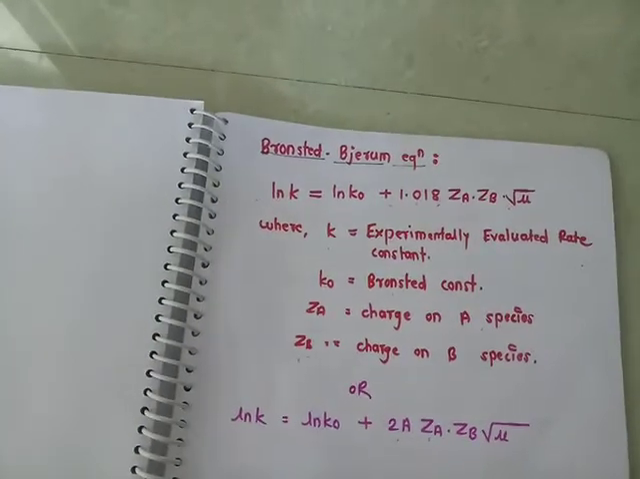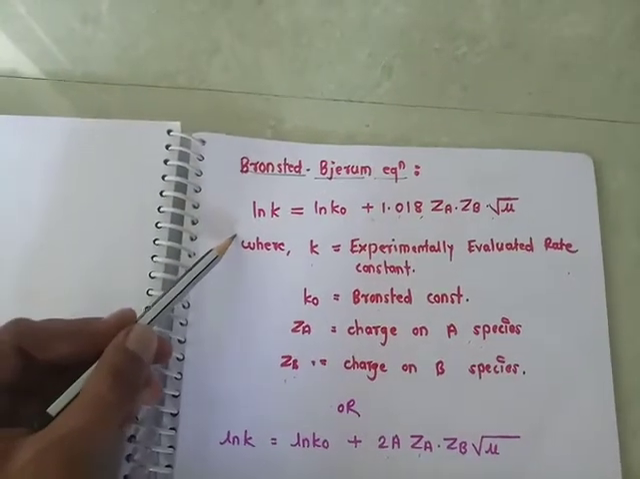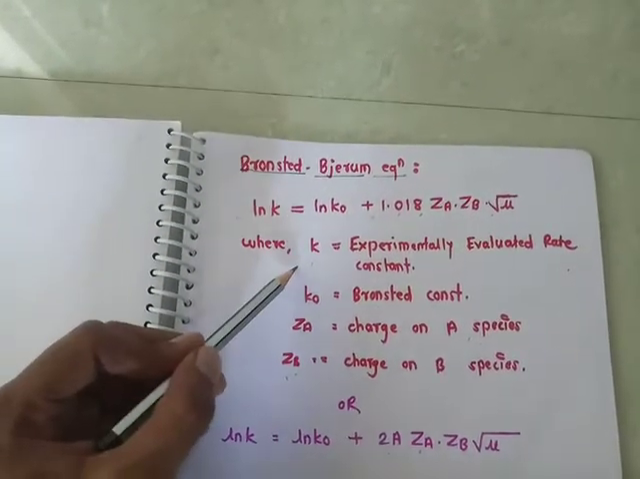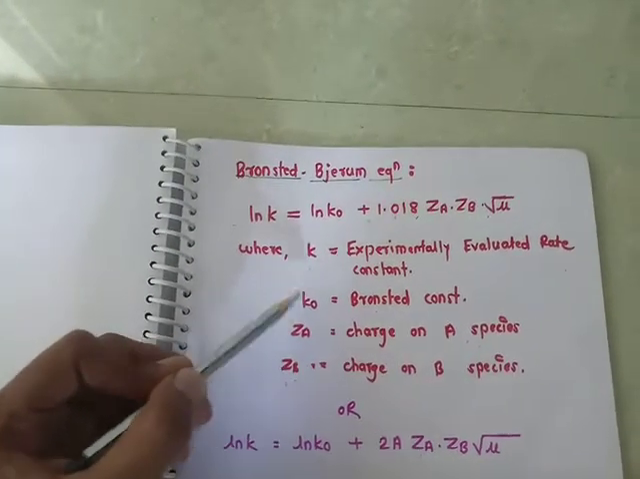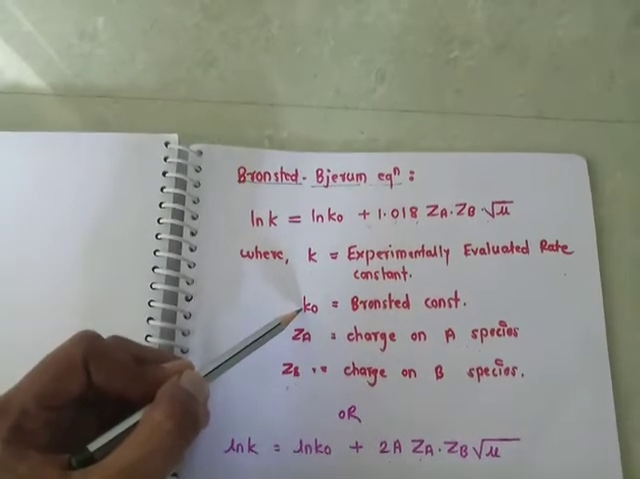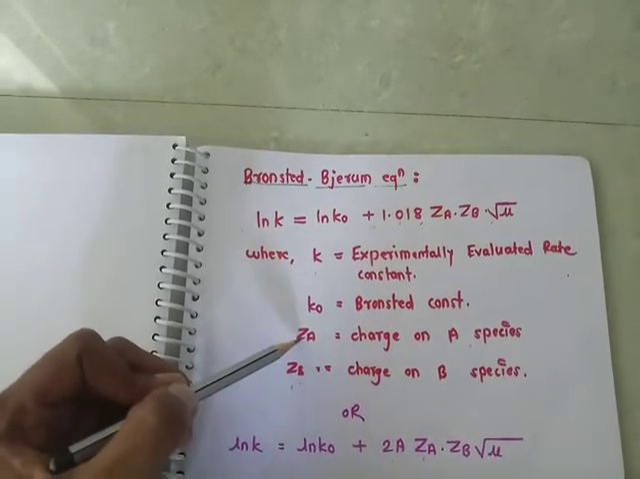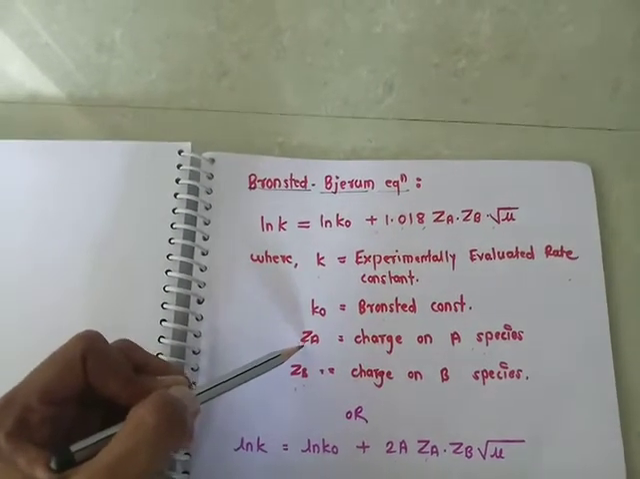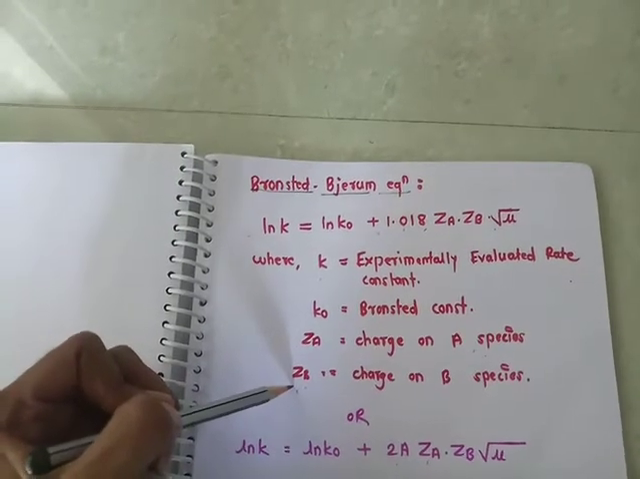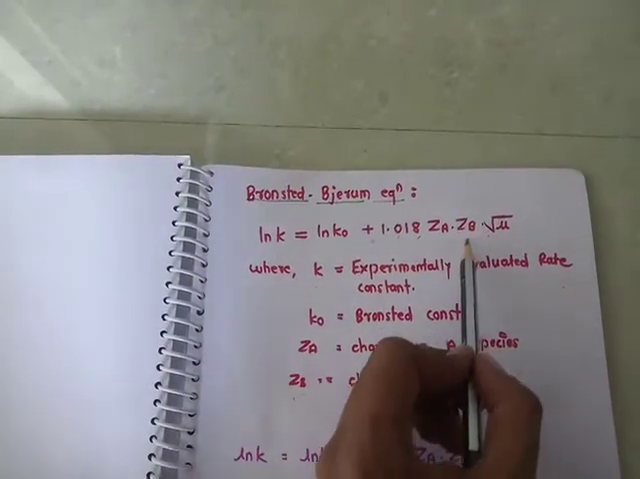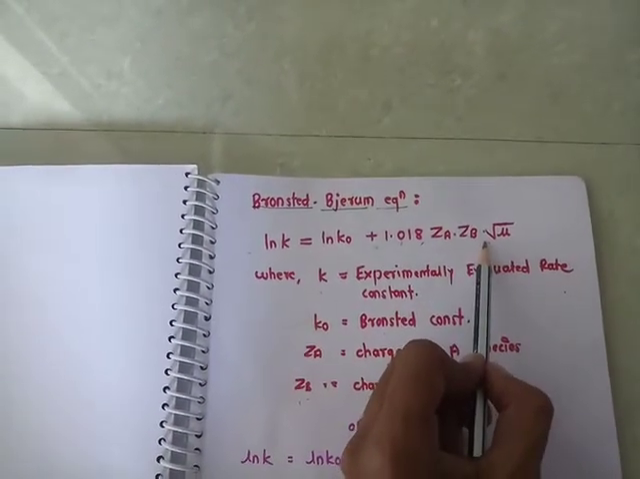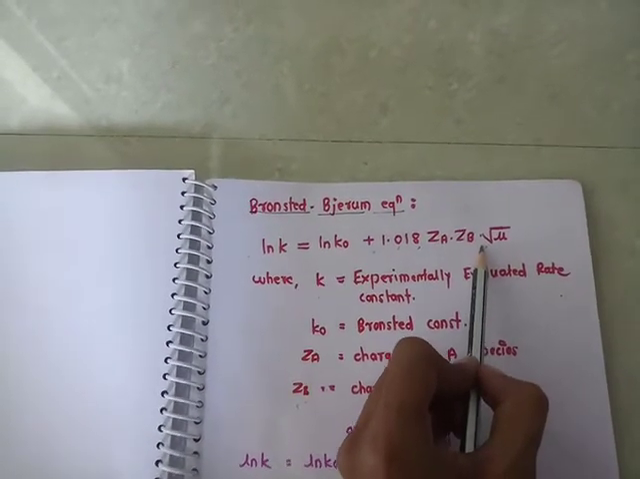This is Bronsted-Jerome equation. In this equation, K is experimentally evaluated rate constant, K0 is Bronsted constant, ZA is charge on A species and ZB is charge on B species, and mu is ionic strength of the solution.